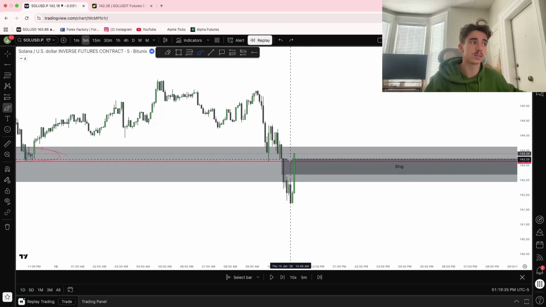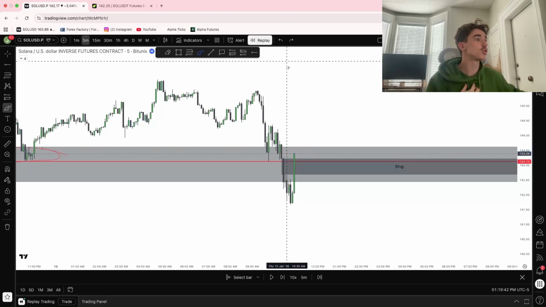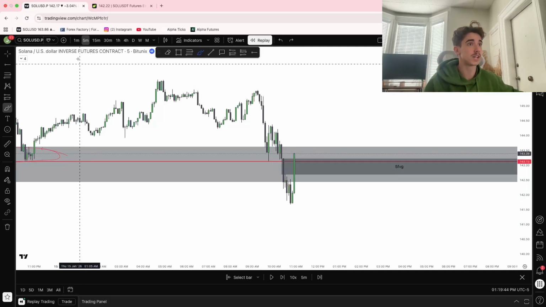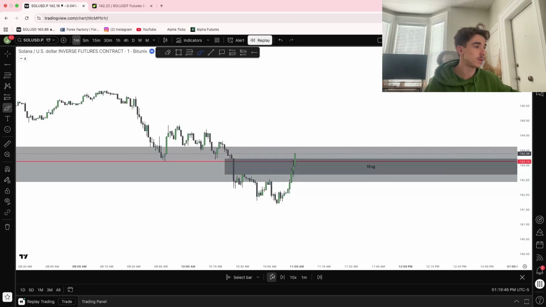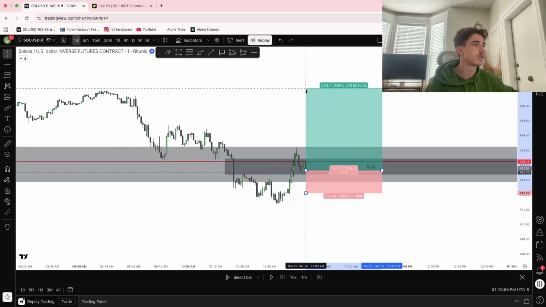Well, because we have that sweep, we have the aggressive push down. How do I know it's aggressive? We left behind a fair value gap. How do I know we have an aggressive reversal back up? We inversed that fair value gap. So as soon as this candle got inversed, I then scaled down to the 1 minute. I waited for the pullback. I entered my first position at 11:05, right on this candle right here.